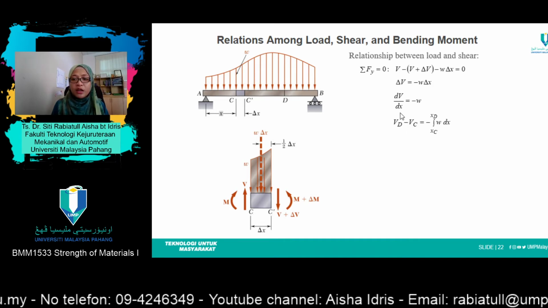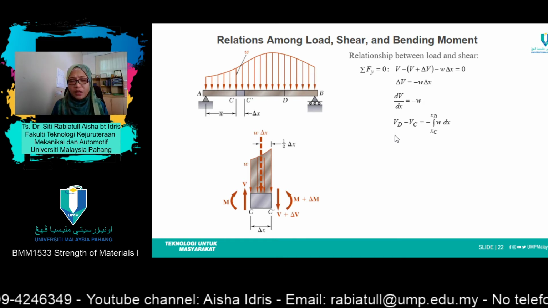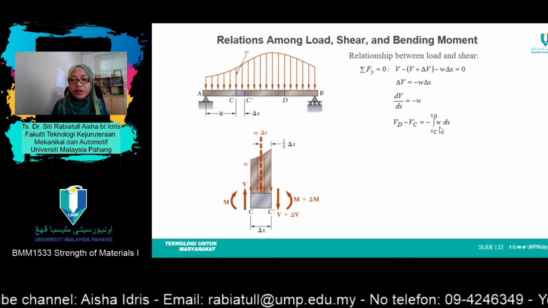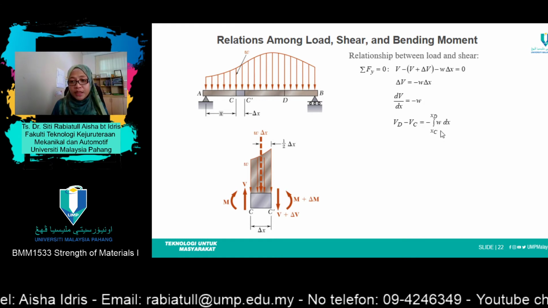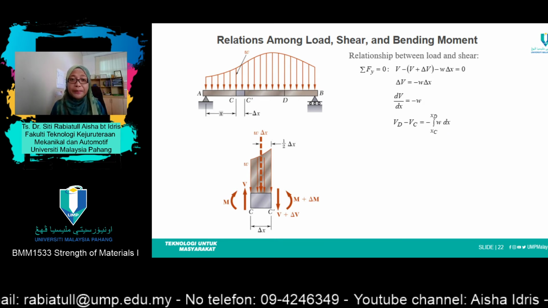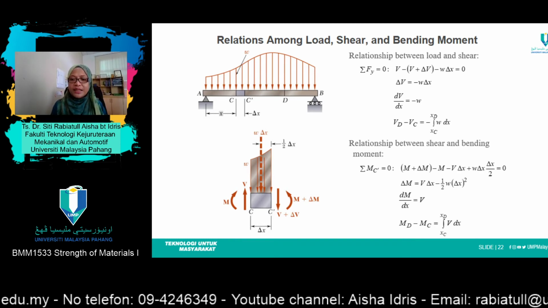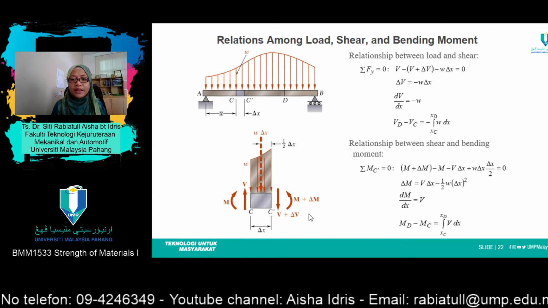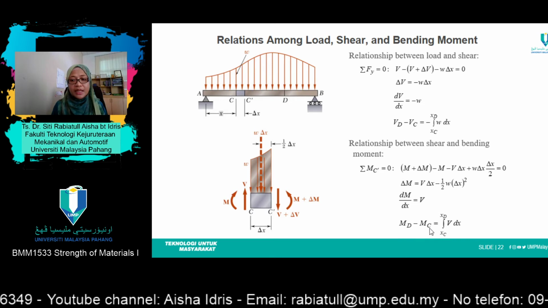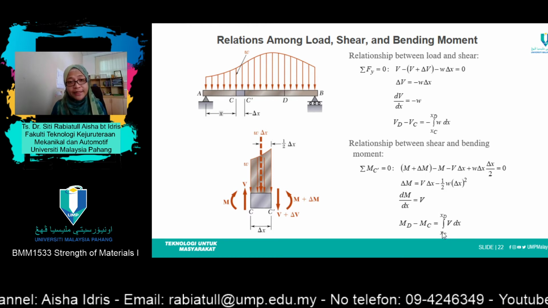By right, dV actually represents the difference between point D and point C, and the integration between point C to D of w with respect to the x direction, or in other words, it actually represents the area under the curve. It's easy. Alright, same goes for moment. Taking moment at C prime here, then you'll get the equation for moment: MD minus MC equals the integration of V dx from point C to point D.